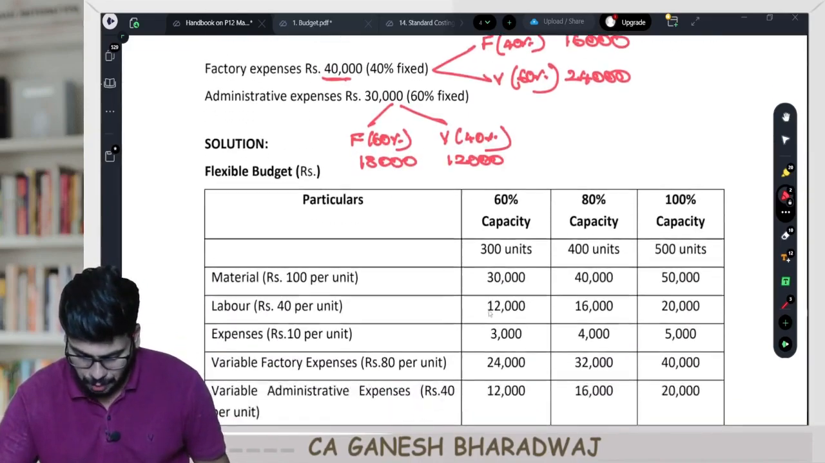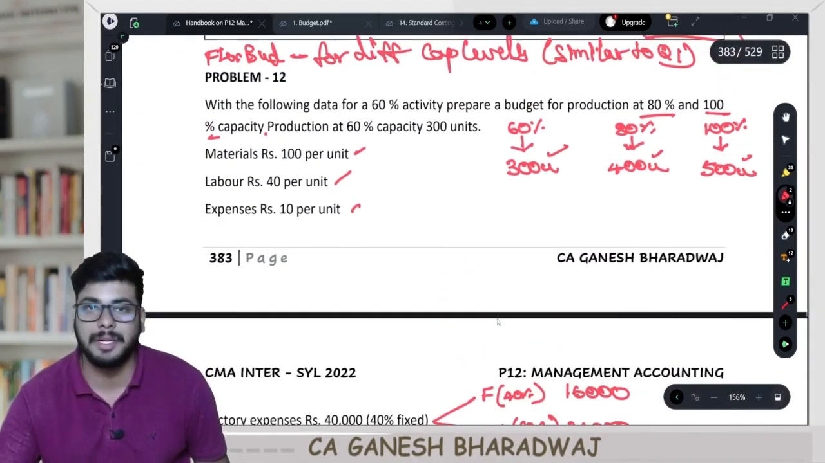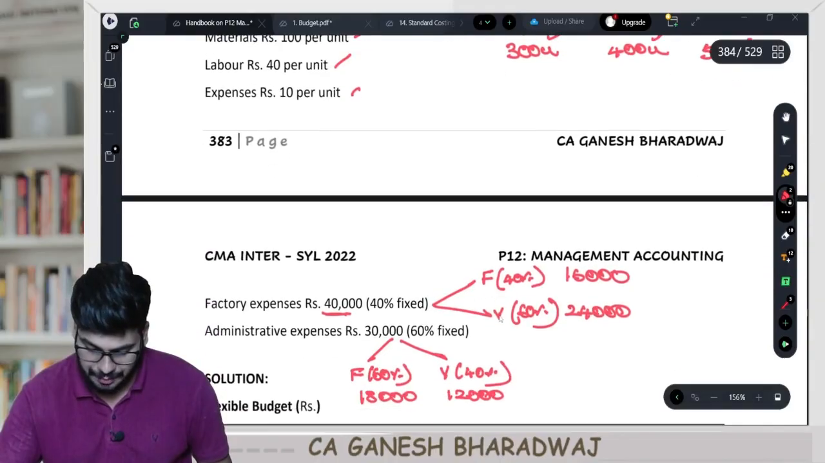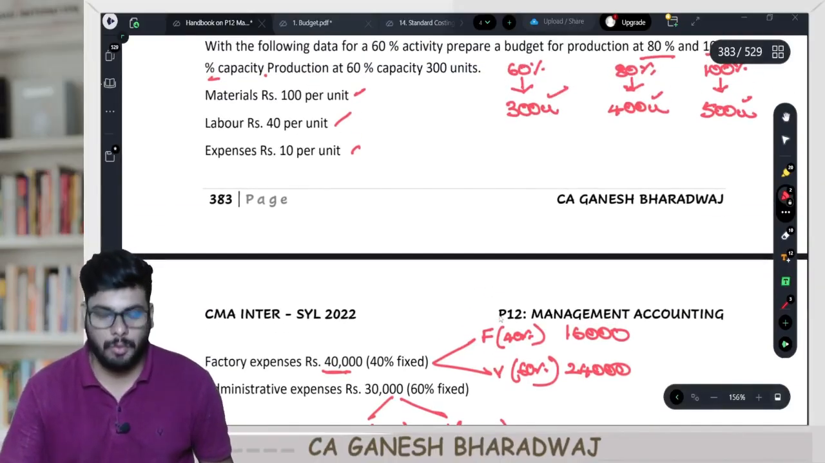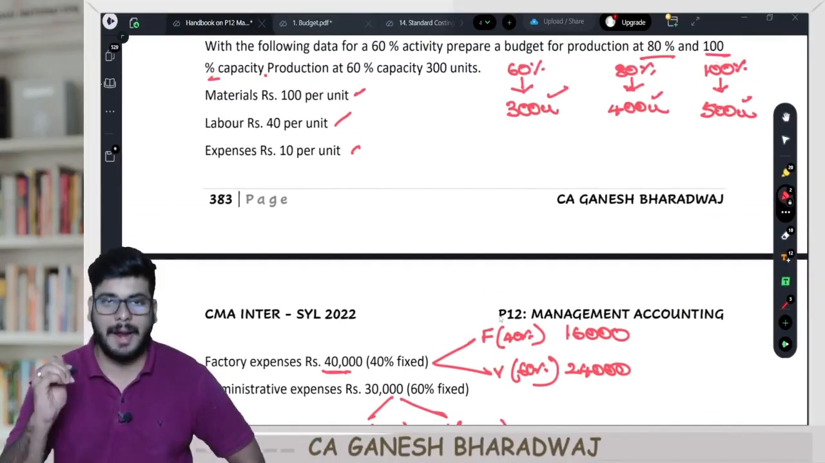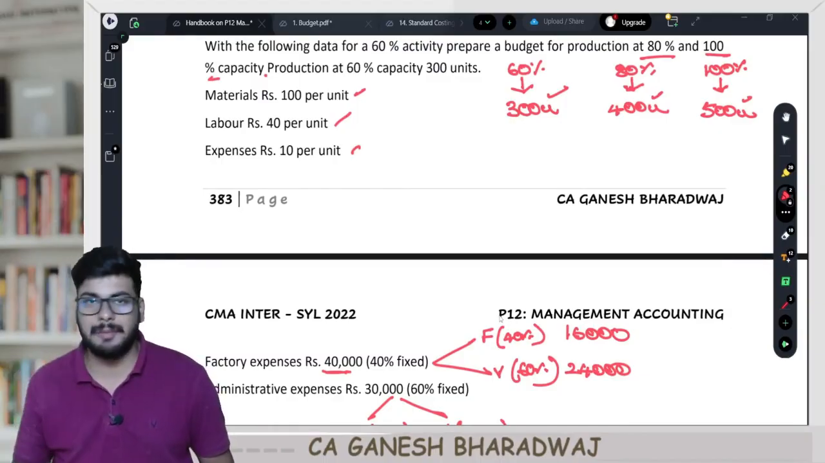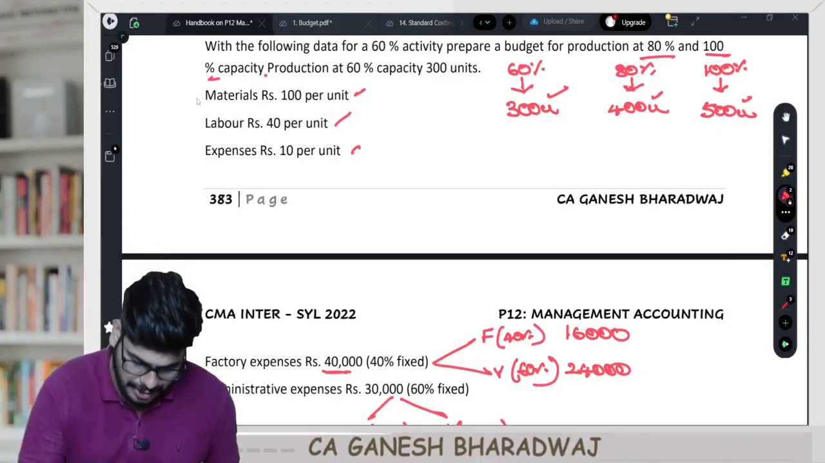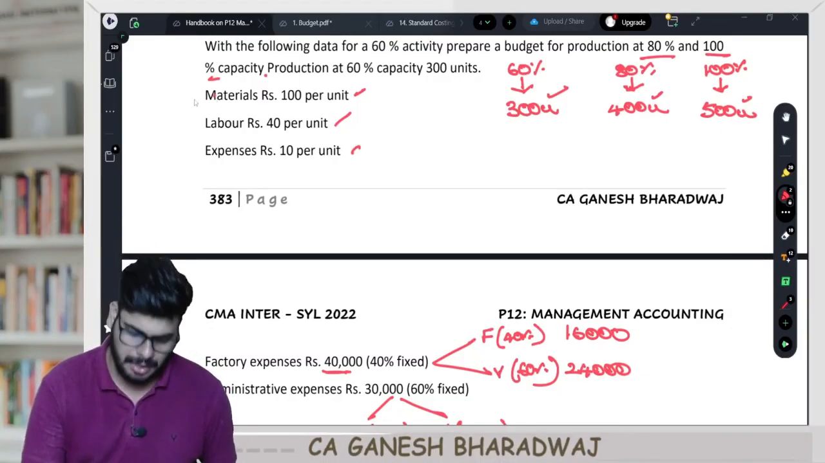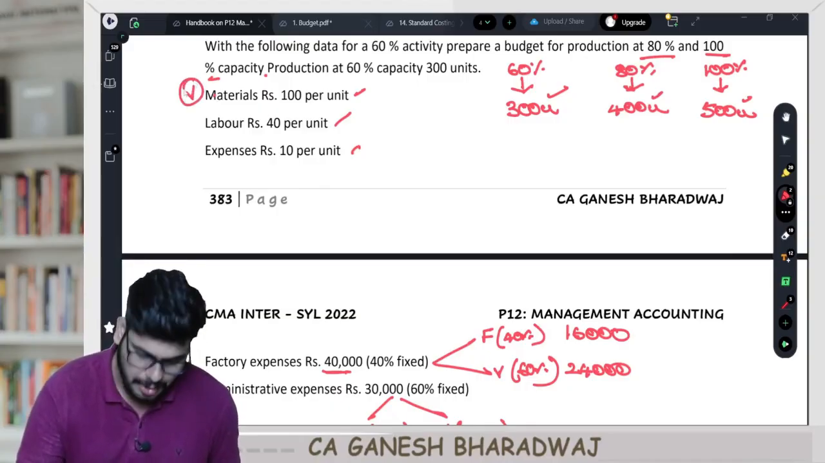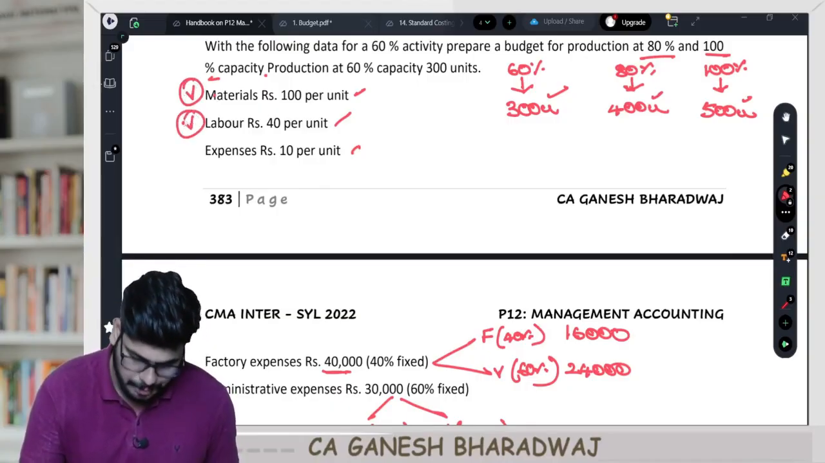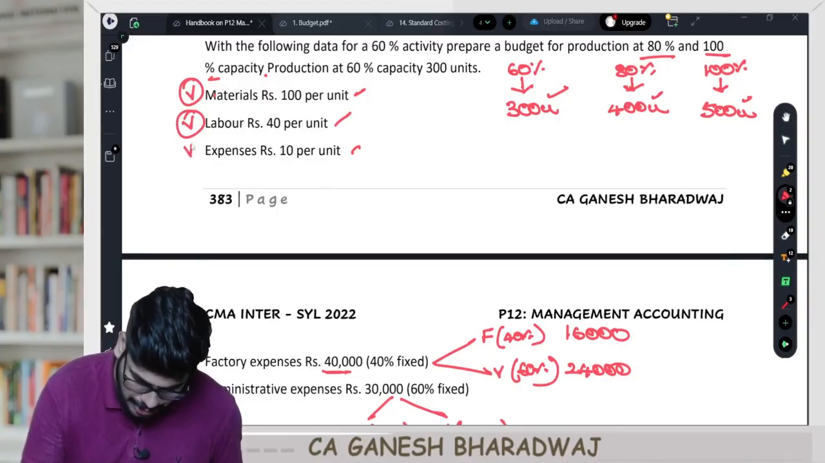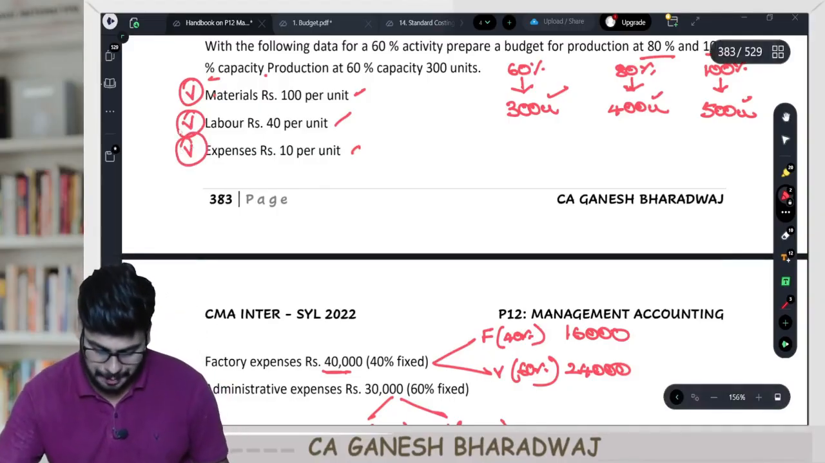So now this is the data they have given us, right? Now first, you need to identify which are all the variable costs and which are all the fixed costs. Now, you guys tell me. Material costs, it is clearly variable. Labor, this is variable. Direct expenses, this is also variable.